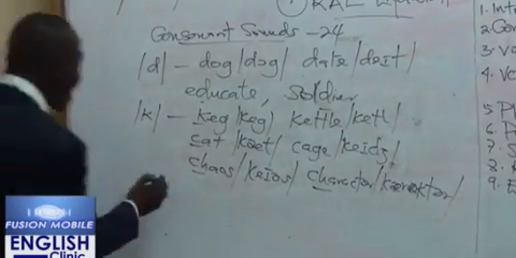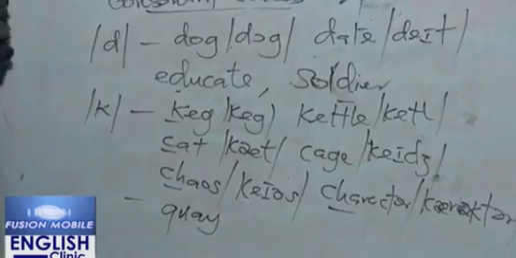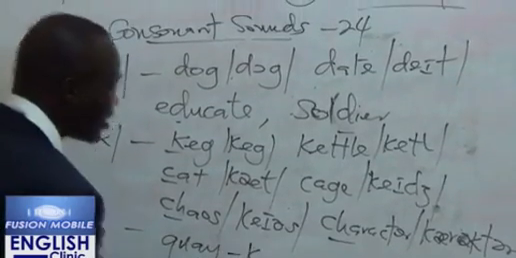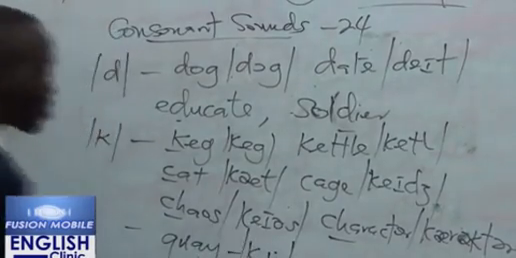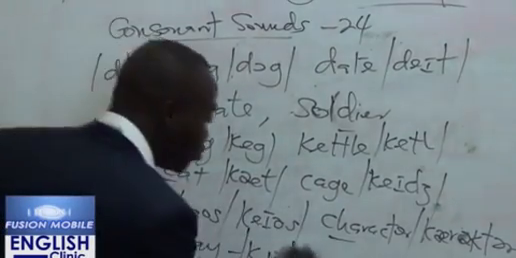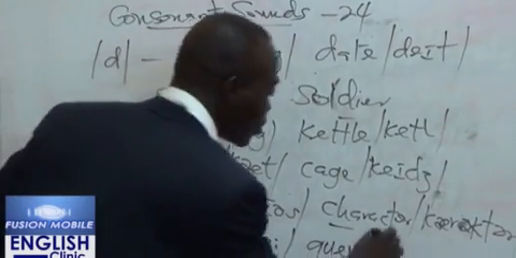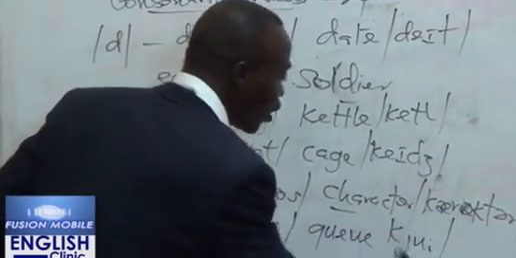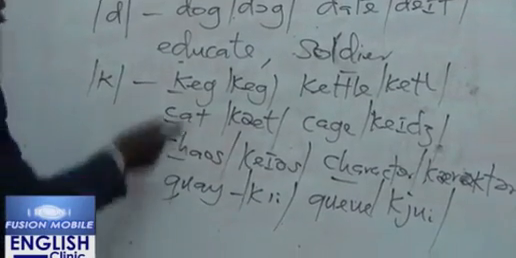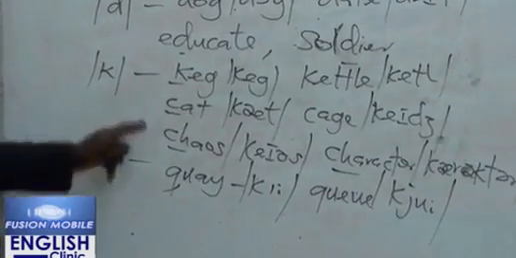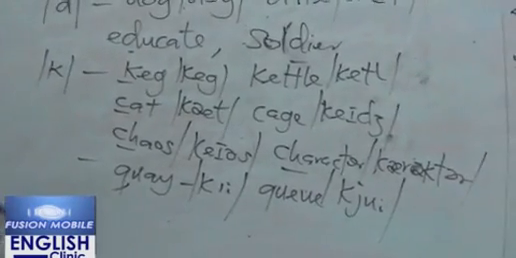Then it can also be realized by Q, as in Q-U-A-Y. Quay is pronounced as key, the same pronunciation as K-E-Y. So these are the various ways that the ka sound is realized by letter K, letter C, CH, and letter Q.